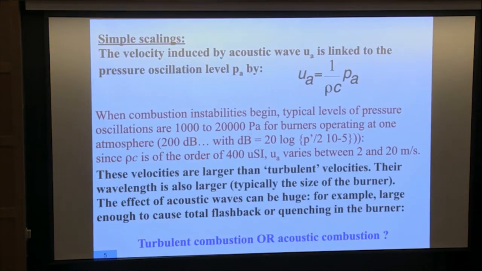Now, some scaling. When we talked about acoustics yesterday, I told you that a pressure oscillation P prime induces a velocity oscillation U prime, which is P prime over rho C. Rho is the density, C is the sound speed. If you ask an engineer what the typical level of pressure oscillation in your chamber is, he will tell you, well, it depends, but if it goes beyond 20,000, we are in trouble. So let's say 1,000 Pascal to 20,000 Pascal, you divide that by rho C, and you find that U prime, the velocity induced by the acoustics, can go up to 20 meters per second.